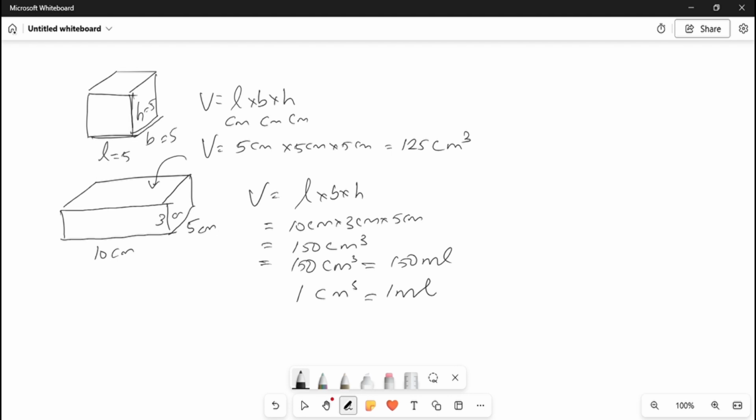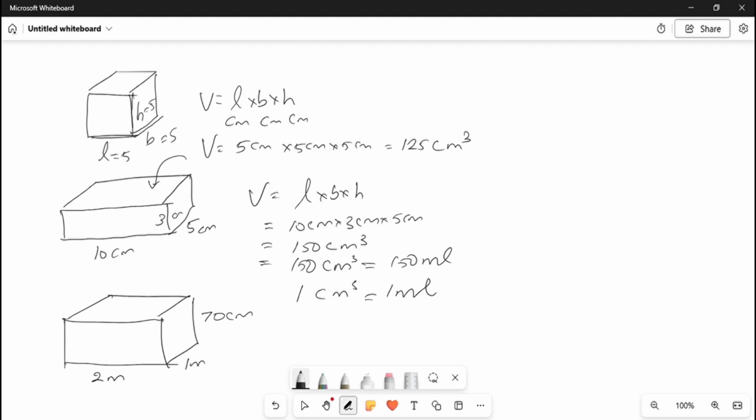For solid items we use centimeter cube. Liquid items we use milliliter mostly. But even if you say centimeter cube instead of milliliter, it's not wrong. So you can use either centimeter cube or milliliter. Right. So let's see, for example, think of a huge water tank, maybe 2 meters, 1 meter, and say 70 centimeter.